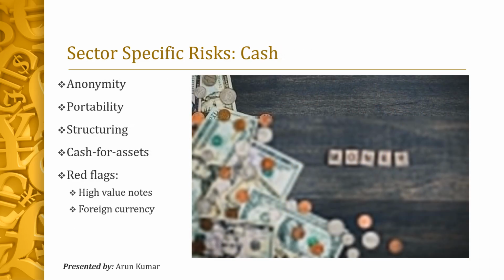Now let's look at the cash sector. Cash is highly anonymous and easy to move, making it a preferred method for money laundering. Techniques include structuring, also known as smurfing, breaking large sums into smaller deposits to avoid detection; cash intensive businesses, using legitimate businesses to mix illicit cash with legal revenues; currency exchanges, converting cash into foreign currencies to obscure its origin.